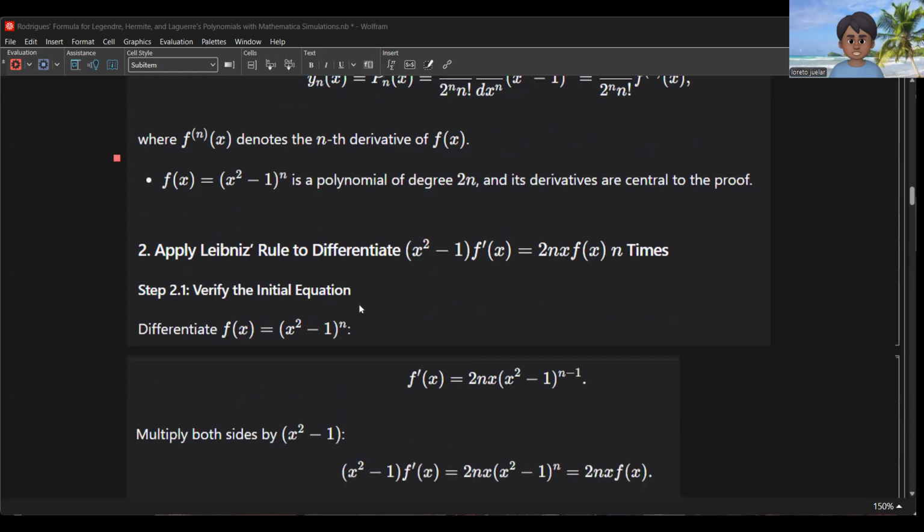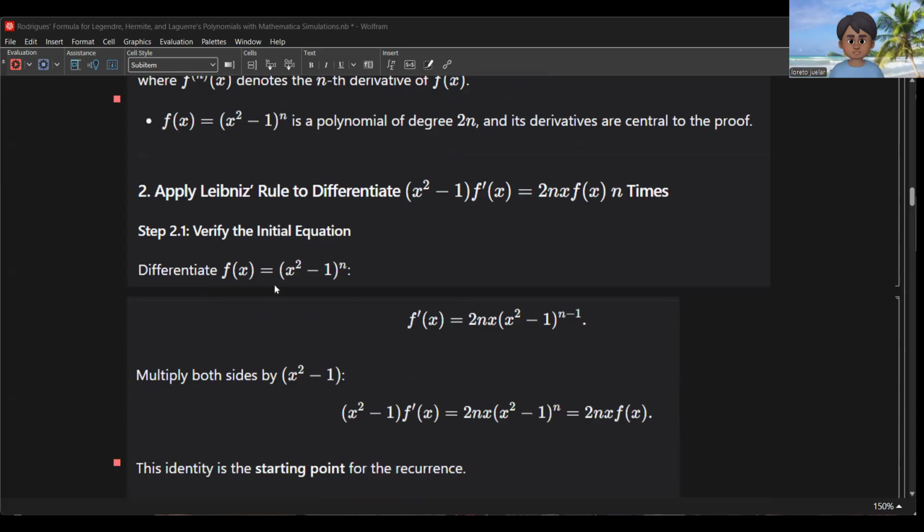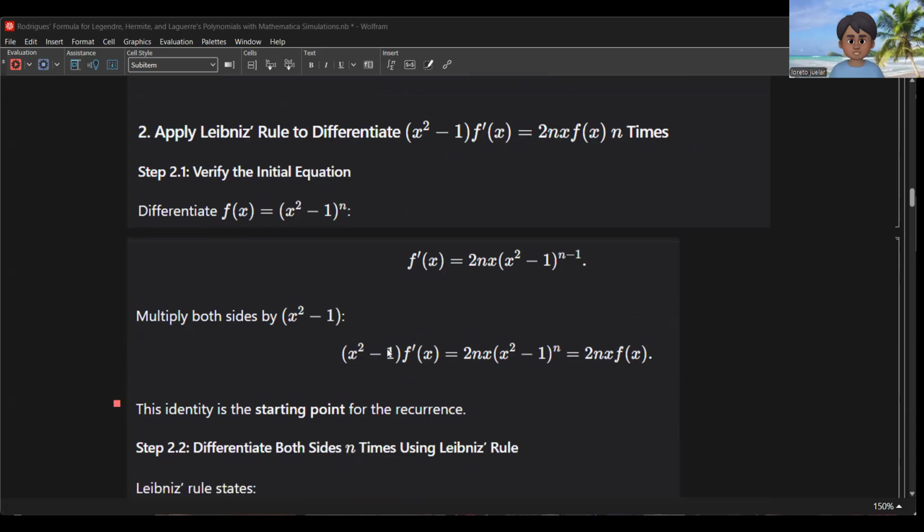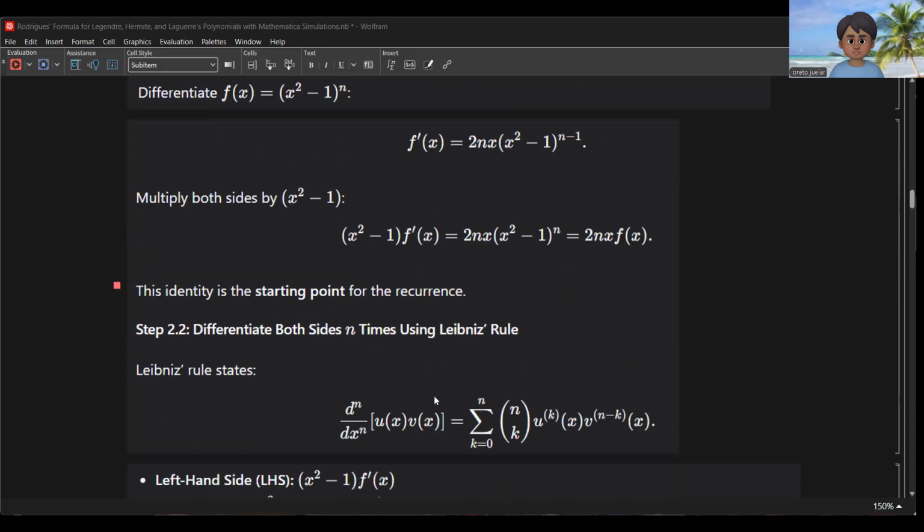To verify the initial equation, we differentiate f of x equal to x squared minus 1 raised to the n. So we have f prime of x equal to 2nx times x squared minus 1 raised to the n minus 1. Then multiply both sides by x squared minus 1, so x squared minus 1 times f prime of x is equal to 2nx times x squared minus 1 raised to the n, and this becomes 2nx f of x, because f of x is x squared minus 1 raised to the n. This identity is the starting point for the recurrence.